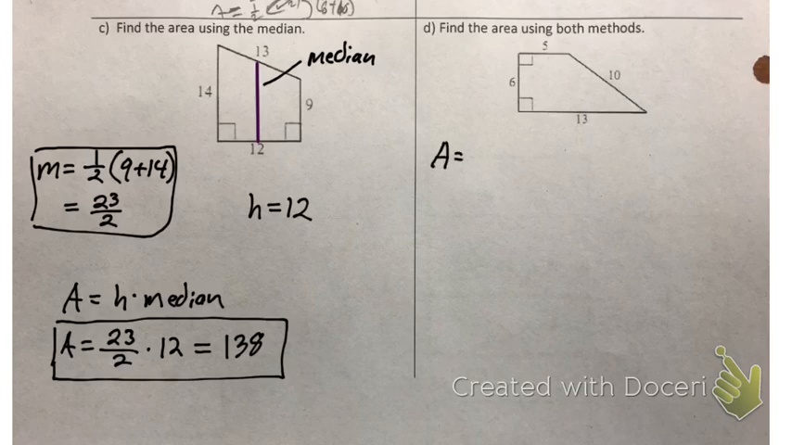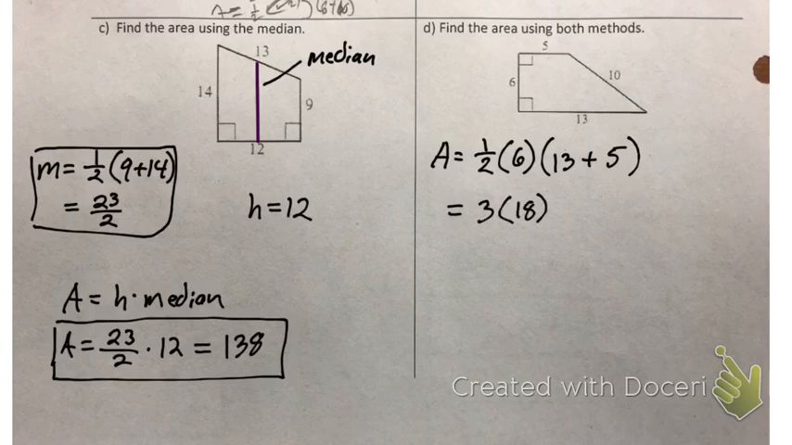So our area of this one is just going to be 1/2 our height, which is 6, times our base 1 plus our base 2, which is going to be 1/2 of 6 is 3. 3 times 18. That's going to equal 20 minus 6, which is 54. Let's just do that. I think most of us are either past this or over this.